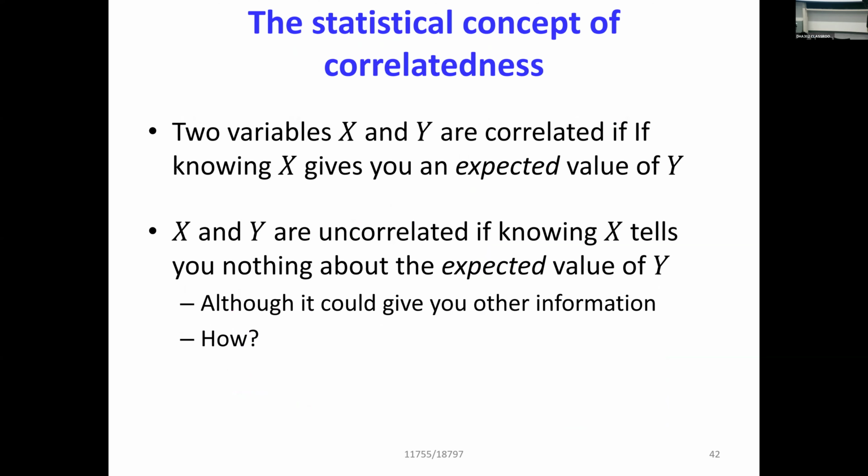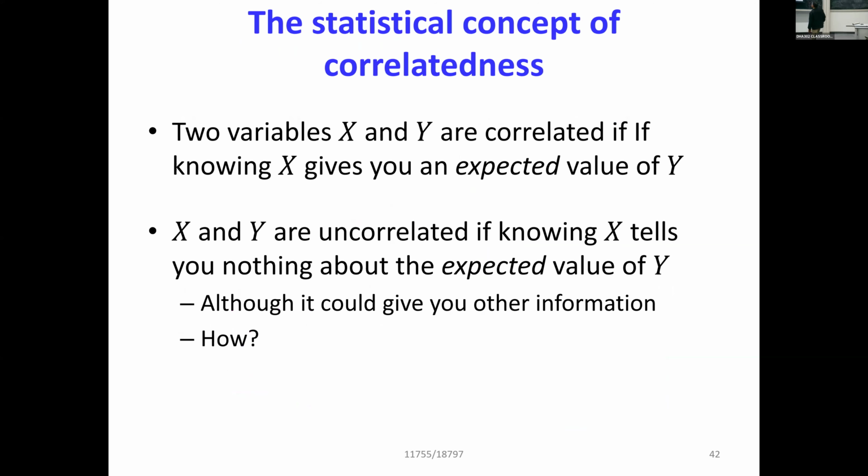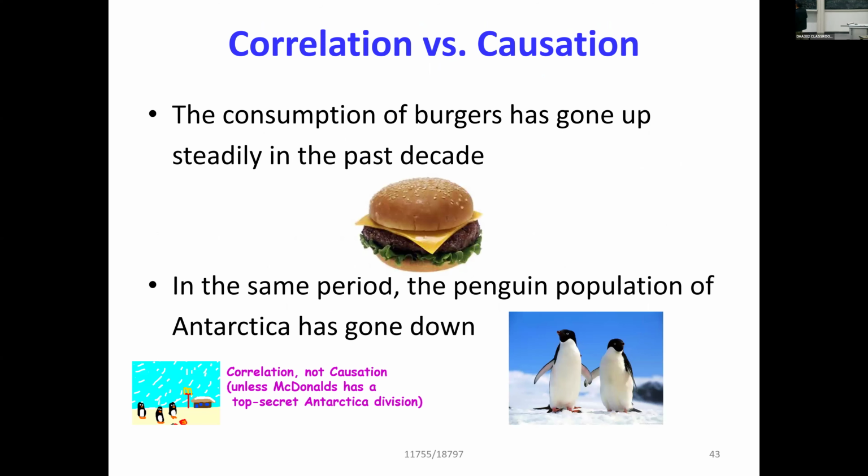So the next thing we're going to look at is correlation, versus the statistical concept of correlations. Two variables x and y are correlated if knowing x tells you something about the expected value of y. And they are uncorrelated if knowing x tells you nothing about the expected value of y, although it could give you other information. So what do I mean by this expected value of y? First, what is correlation, right?